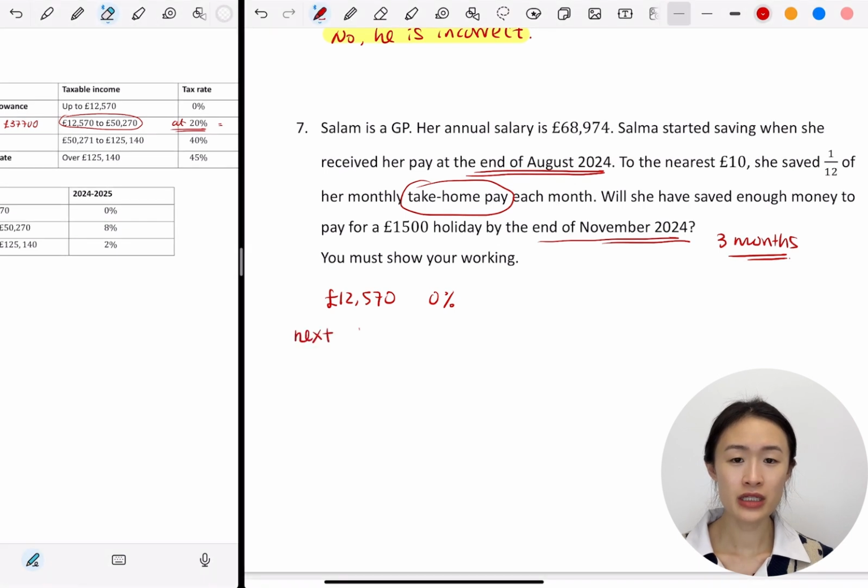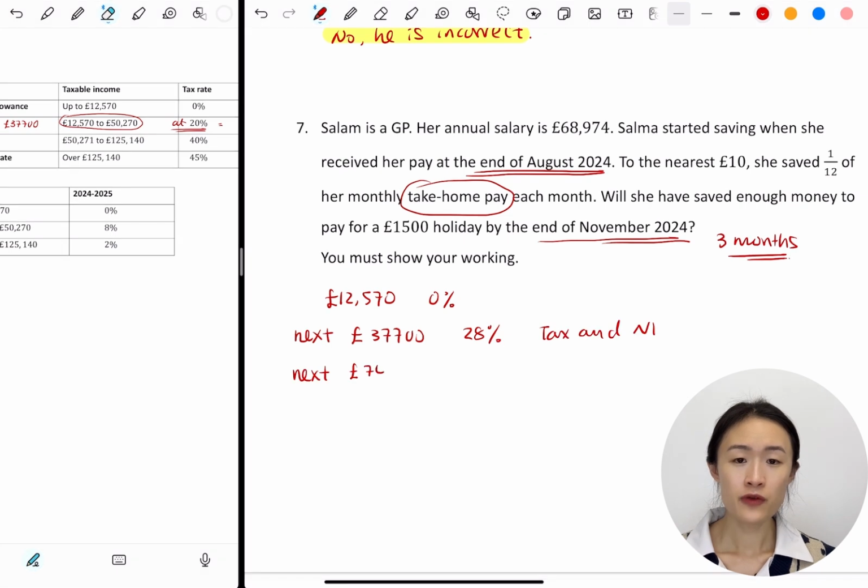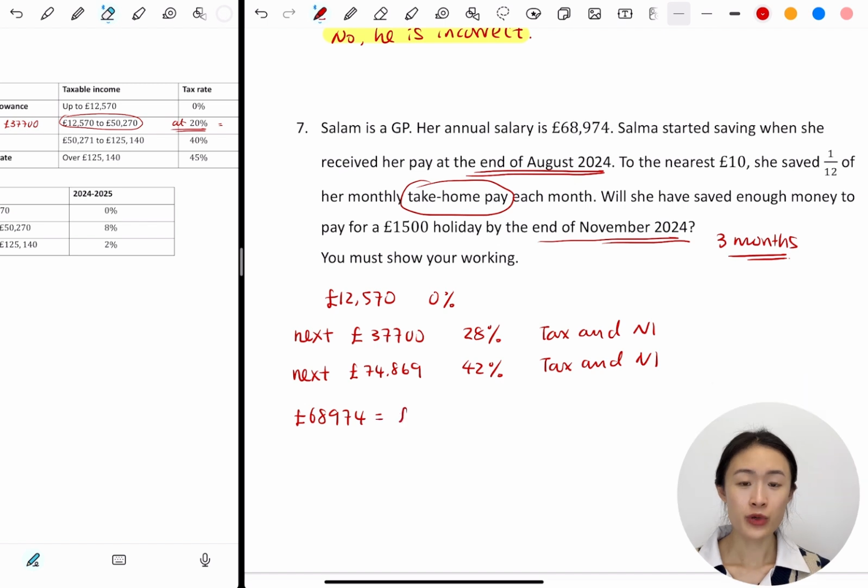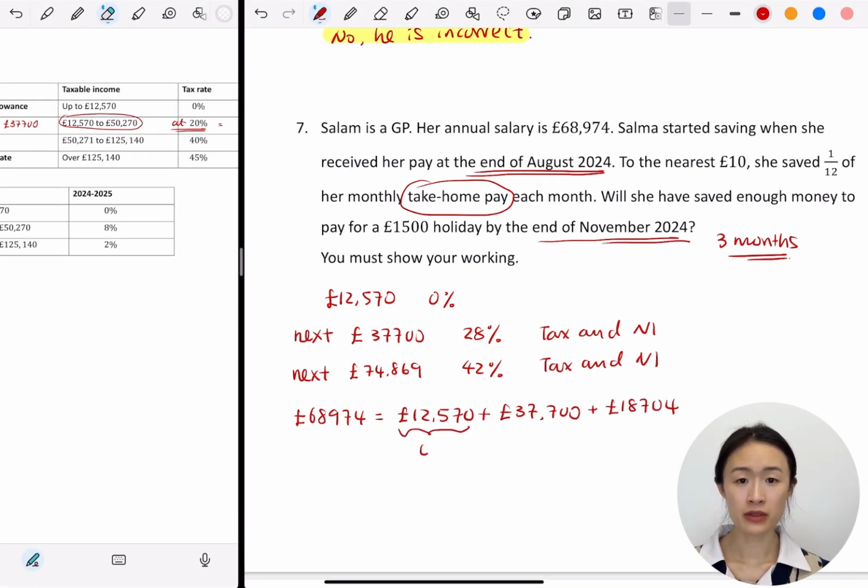And then the next 37,700, she needed to pay 28%. 74,869, she needed to pay 42% of tax and national insurance. Since her salary is 68,974, we can break that down into 3 different parts. The first part is personal allowance, and then that requires 0% of income tax and national insurance. The next part is 28%, and then 42% for the final 18,704.